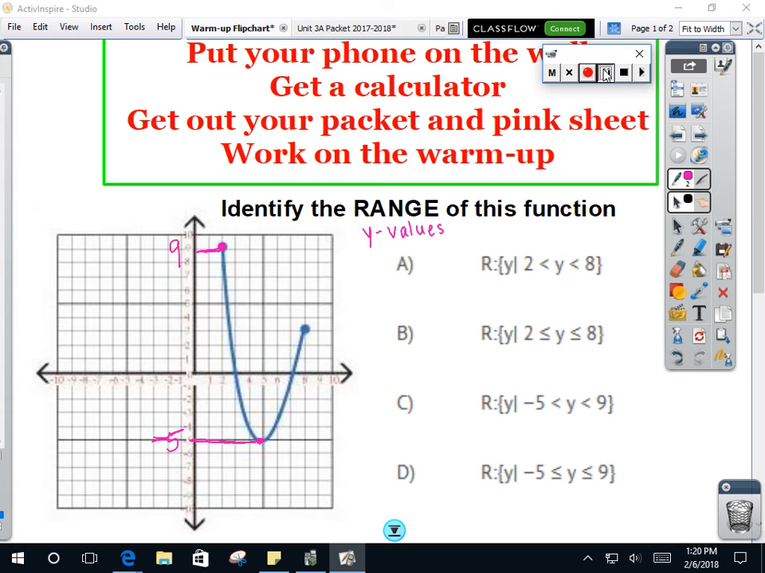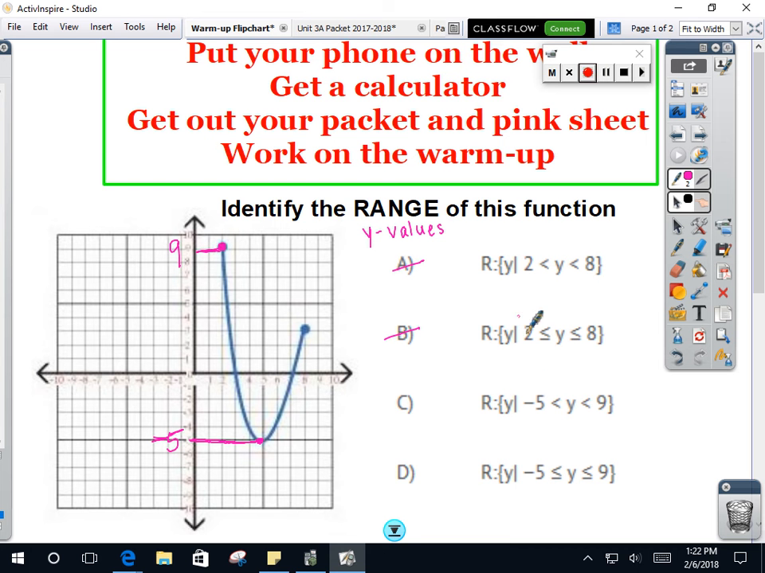9. So we have now discovered that the range goes from -5 up to +9, which obviously eliminates A and B because those are the wrong numbers. Those would have been the right numbers had they been asking for the domain, because the domain does go from 2 to 8. Okay, from left to right it goes from 2 to 8, but from the lowest point to the highest point it's -5 up to 9.